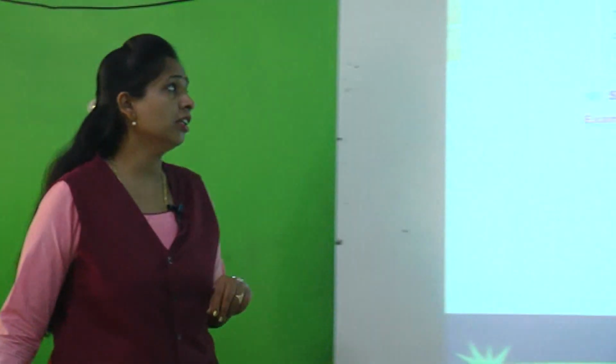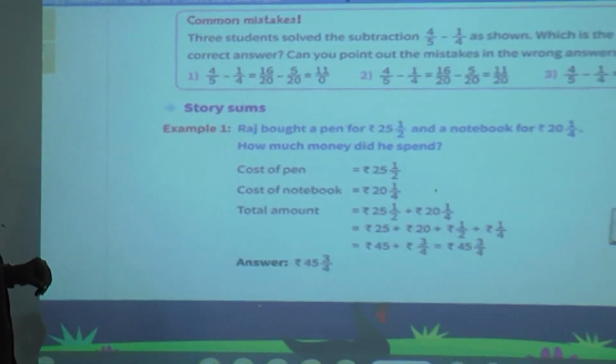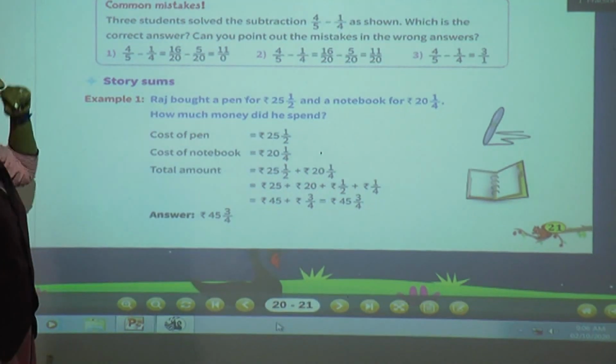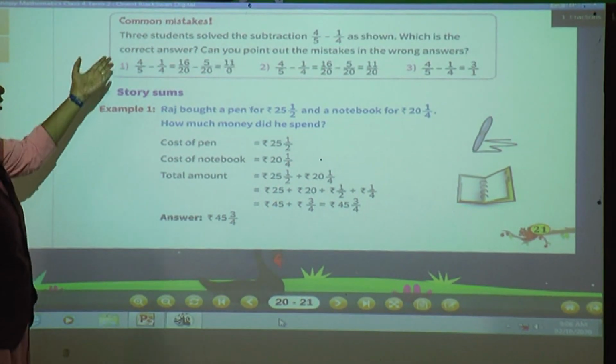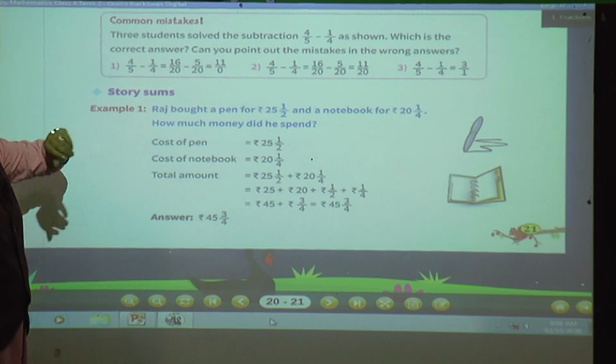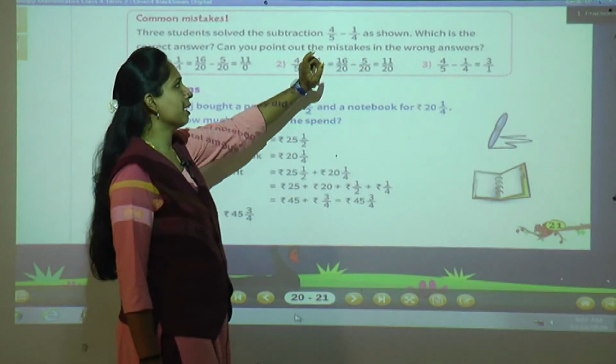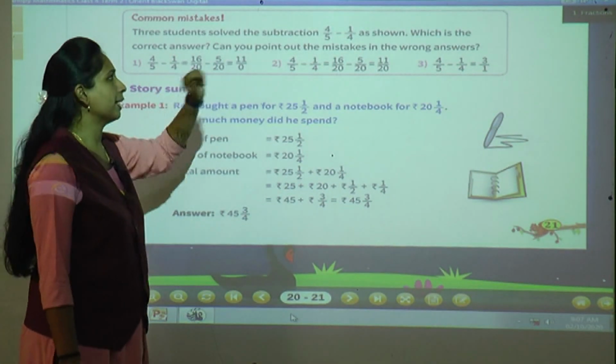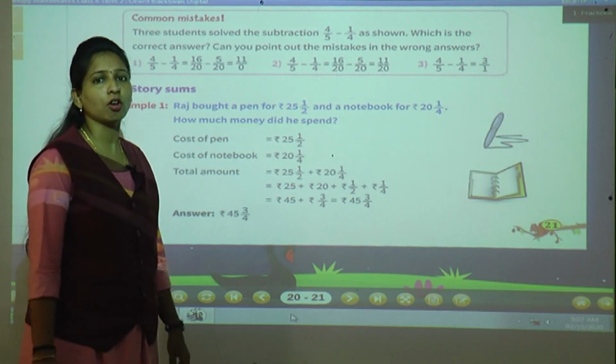On page number 21, they have given the mistakes you can commit while solving subtraction with different denominators. So let me explain about this. Three students solved the subtraction 4 upon 5 minus 1 upon 4 as shown. Which is the correct answer? Can you point out the mistakes in the wrong answers?